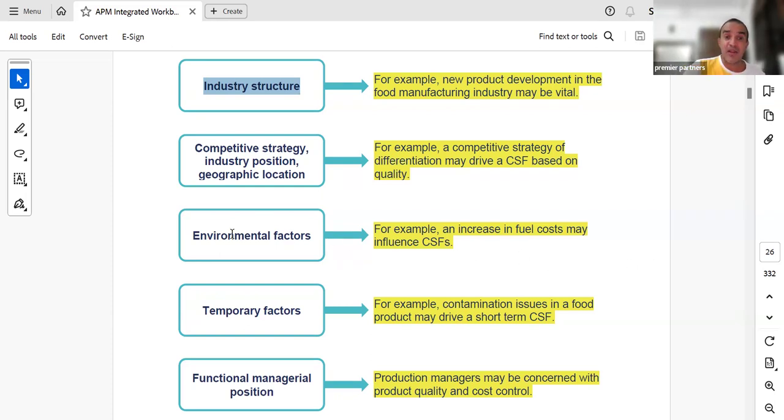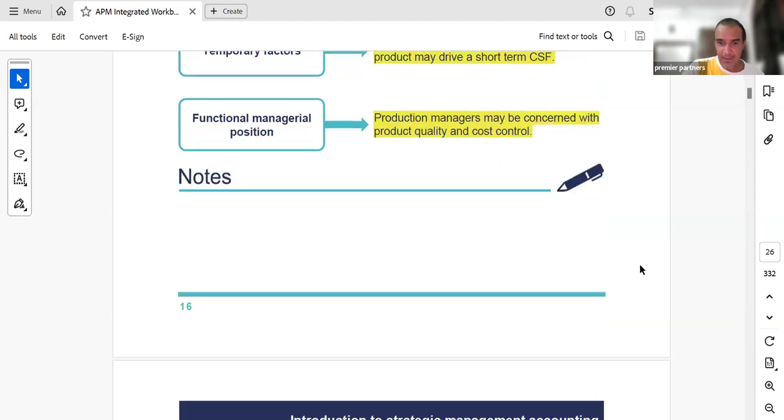Then environmental factors. You are in the airline industry: fuel cost is a major component for you. You are in the distribution industry: fuel cost is a major component for you. You are PickMe, you are Uber, let's say, if you're directly involved, then fuel is a major component. Temporary factors, I mean, there can be short-term critical success factors. And of course, functional or managerial. So this again is another way of looking at it, but unless otherwise mentioned in the exam, don't go into much detail.